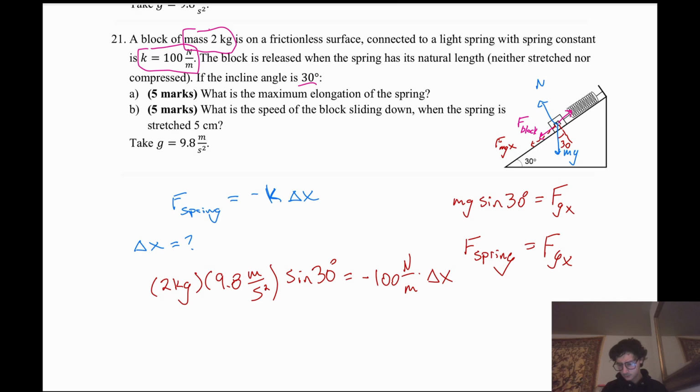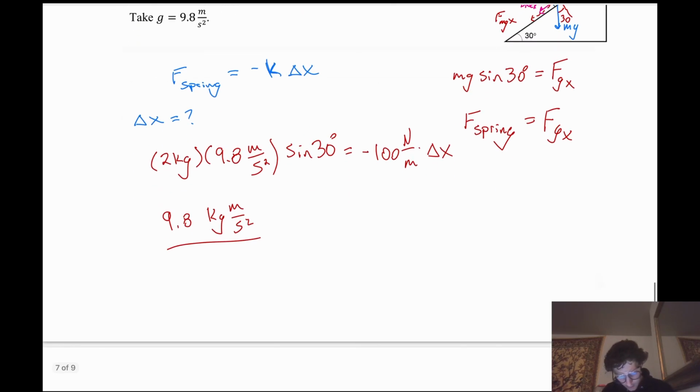Okay. So you get 9.8, and the units here are kilograms meters per second squared. And then we divide this by minus 100 newtons per meter. So if we do 9.8 divided by 100, we get 0.098. We have to carry this minus sign. And then the units here are a bit strange. So let's do some unit analysis just to make sure we're sane here. So kilograms, wait, let me use a nicer to see color.